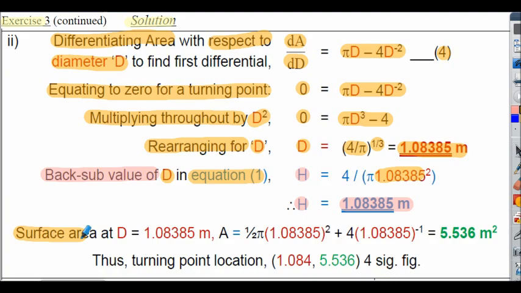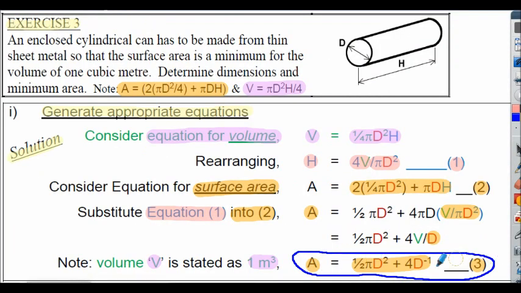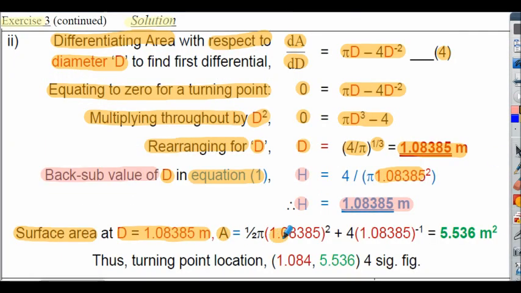To find the surface area A, when d is equal to 1.08385 meters, we use the equation for area from the previous slide, equation 3 shown on this slide. And we insert the value of d appropriately within the equation, and that solves for an area of 5.536 meters squared. So we now have a turning point location when x is equal to 1.084, that's a d value. The y value, or the area, is 5.536, to 4 significant figures.